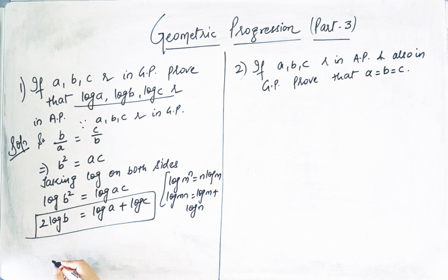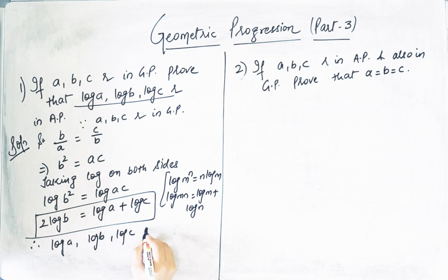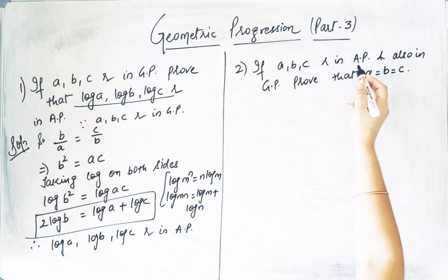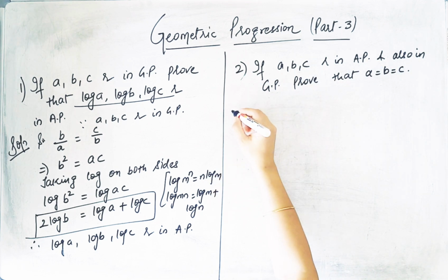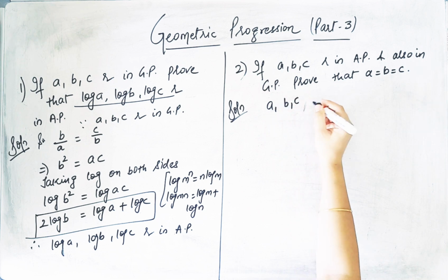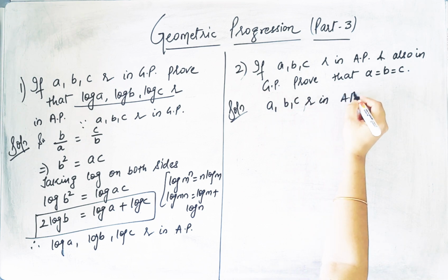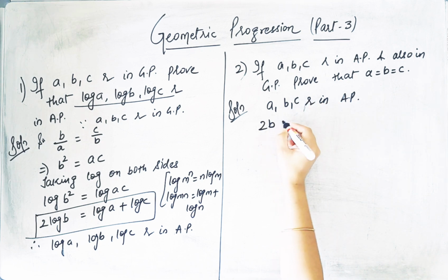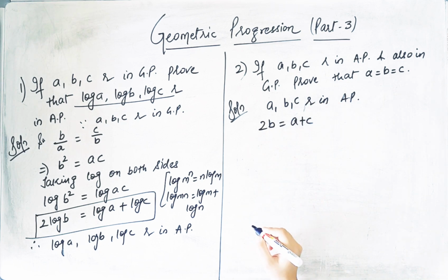We have studied in the AP chapter. So hence if this condition comes, we can write that log A, log B and log C are in AP. Now the next question is, if A, B, C are in AP. If they are in AP, what is the AP condition? 2B equals A plus C.